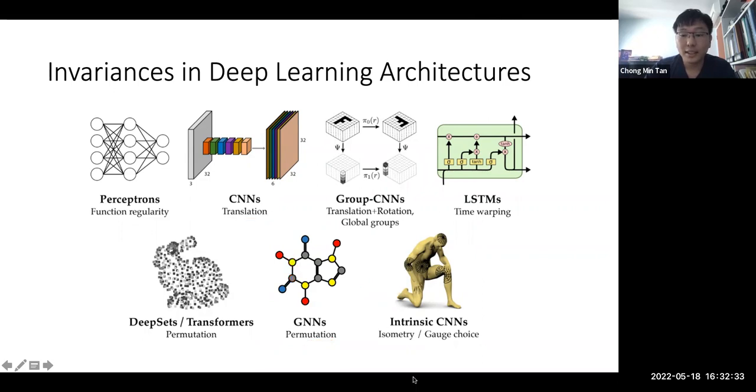And lastly, for isometry gauge choice, this intrinsic CNN is using some form of geodesic properties in order to simulate a deformed surface. So these are some of the more popular architectures, and how these symmetries can be derived from them. I feel not everything in these architectures is explained by symmetries, but definitely knowing the symmetry and some invariances can help to generalize from more limited data.